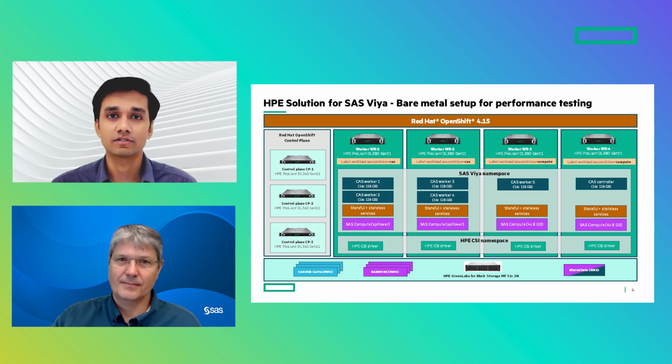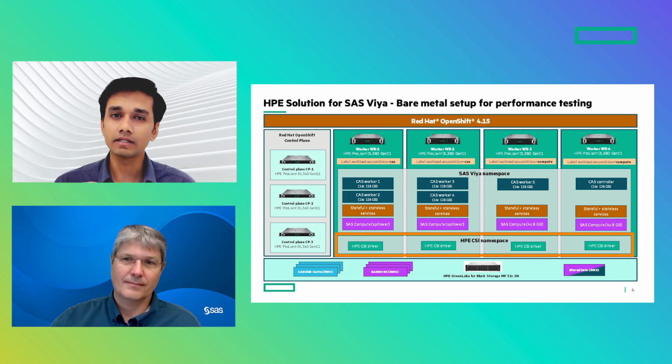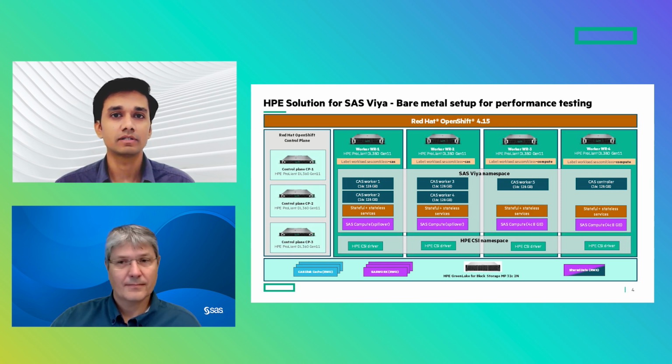When you look at other components, storage, for instance, we have the HPE GreenLake for block storage MP as the storage in this solution. Now, this is an all NVMe disaggregated block storage solution, which offers extreme performance, high resiliency, and 100% data availability guarantee. In terms of networking, we use 32 gig fiber channel to connect the underlying storage to the servers. So we also have the HPE Container Storage Interface or CSI driver, which basically interfaces the SAS Viya and the OpenShift layer with the underlying block storage and creates the required persistent volumes for the Viya application. Now, Hans, would you like to take us through the SAS Viya architecture components that we see here?